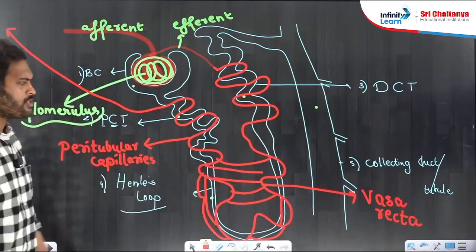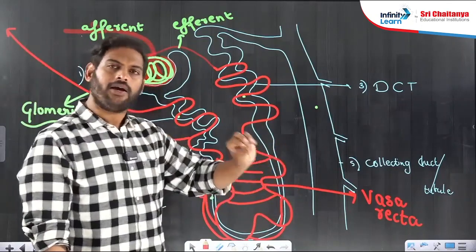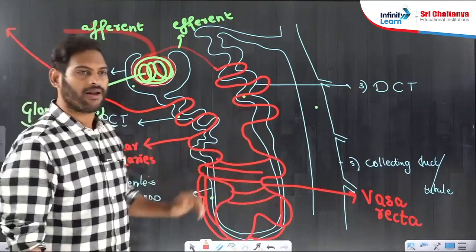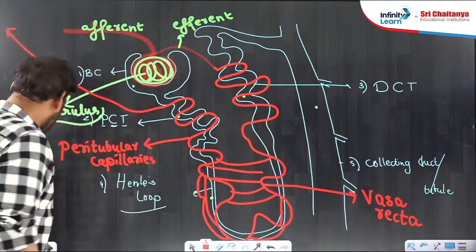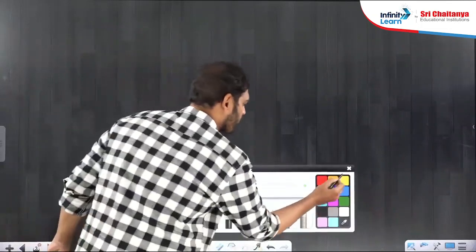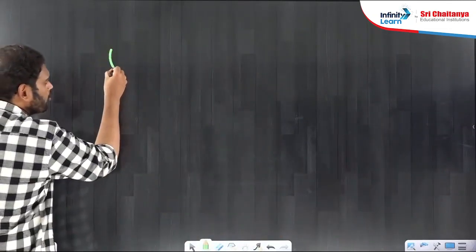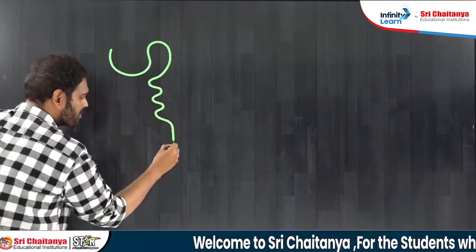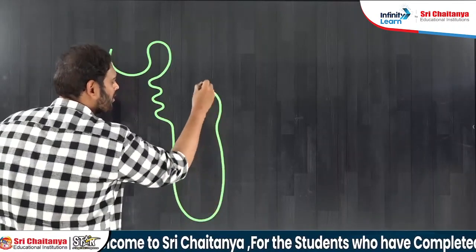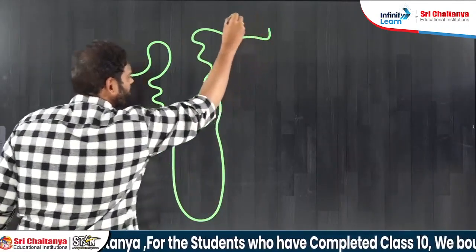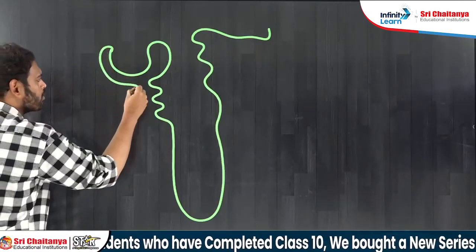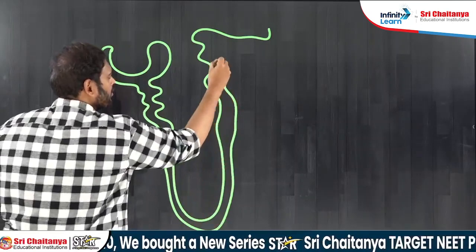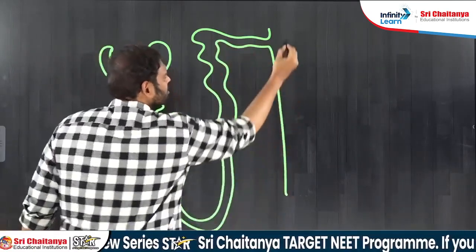Done? That was vasa recta. Vasa recta is peritubular capillaries, but at which location? Loop of Henle. Now you saw this, and now recite this. So Bowman's capsule, PCT, loop of Henle, DCT, collecting duct, correct?